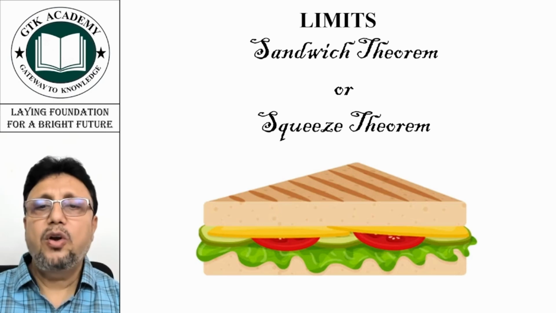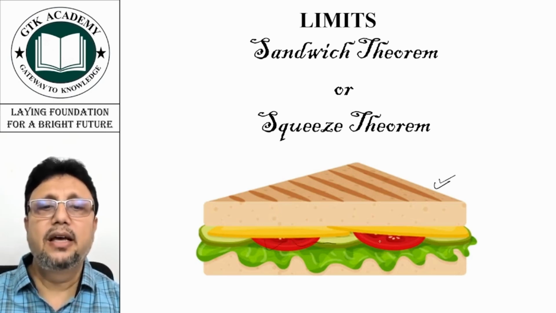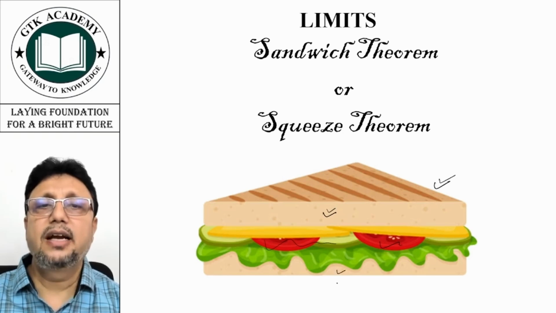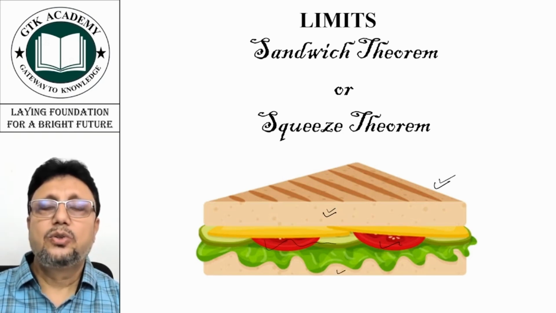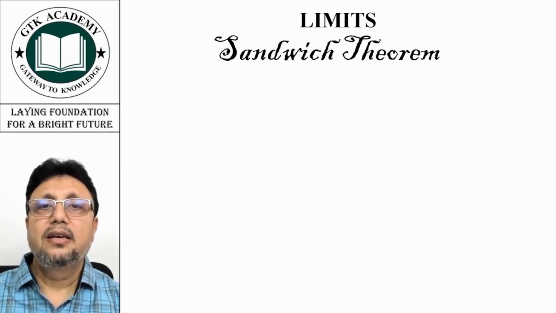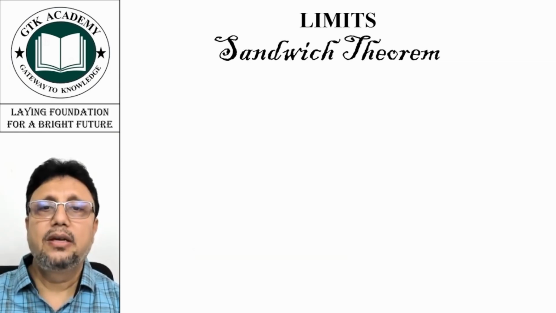Now, why do we call this a sandwich? Because you can see some material, tomatoes, lettuce, cheese, which is sandwiched between two slices of bread. That is the reason we call it a sandwich. So, what does this sandwich theorem mean? We also call it the squeeze theorem, right? Before that, let me also give one more example.